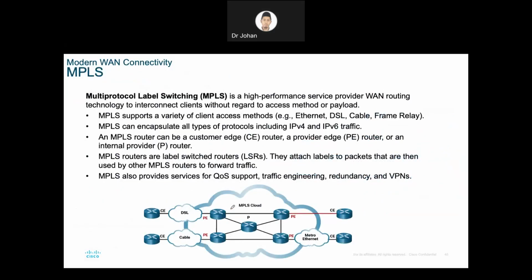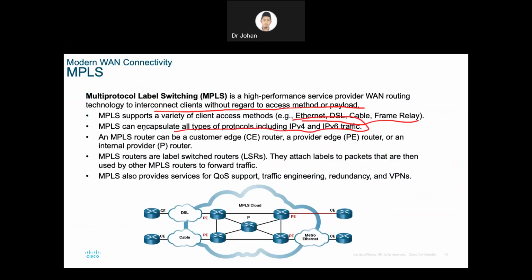MPLS, Multiprotocol Label Switching, is a high-performance service provider WAN routing technology to interconnect clients without regard to access method or payload. MPLS supports a variety of client access methods, such as Ethernet, DSL, cable, and also Frame Relay. MPLS can encapsulate all types of protocols, including IPv4 and also IPv6 traffic.